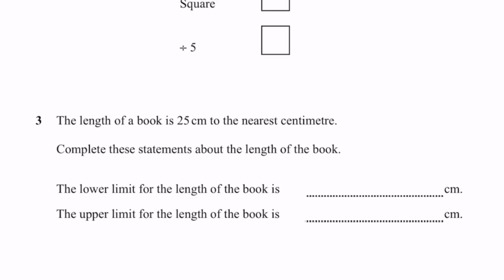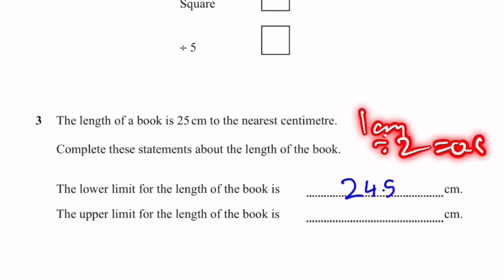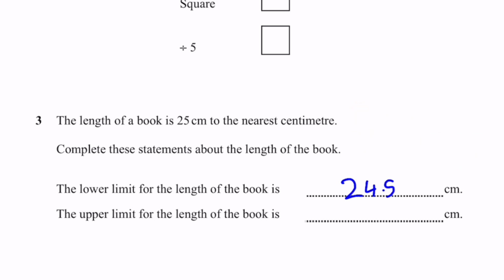Question 3. The length of a book is 25 centimeters to the nearest centimeter. Complete the statements about the length of a book. The lower limit for the length of the book is dash centimeters, 24.5. Because it's the nearest centimeter, that means nearest 1 centimeter. Divide by 2, we get 0.5 centimeters. And we just subtract 0.5 to get the lower bound. And the upper limit, we just add 0.5. And that'll be 25.5 centimeters for the upper limit.